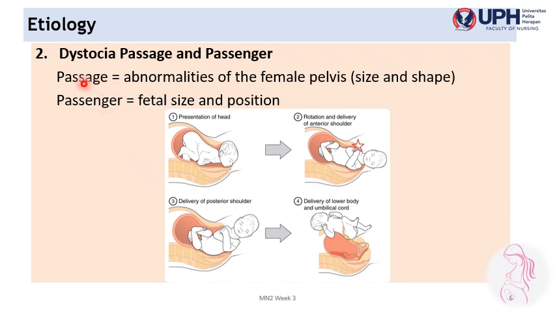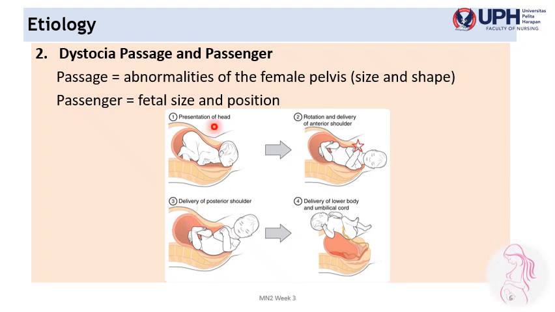And another side is the passenger. With the passenger, what we need to be concerned about is the size of the fetus as well as the position of the fetus. So when we enter the last trimester, we have to observe how the baby is, what the position is, and the size of the pelvis. Will it accommodate a normal labor, or do we need another way of delivery through C-section?